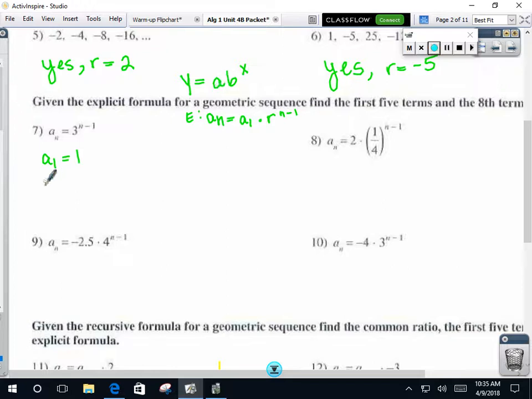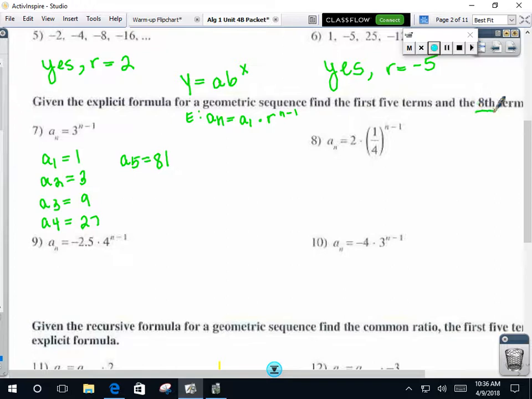Okay, now, to find the A sub 2, any ideas what we do? Okay, well, what's the R of this problem? The common ratio. Okay, and what does the common ratio tell you to do at each time? Right, so 1 times 3 is 3. And then to find the next term, you multiply by 3 again. And to find the next term, you multiply by 3 again. And to find the 5th term, you multiply by 3 again and get 81.